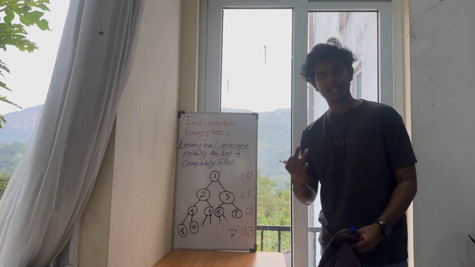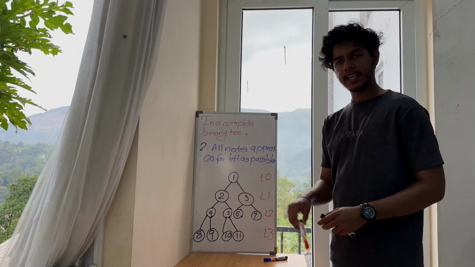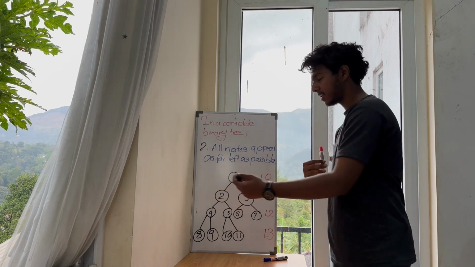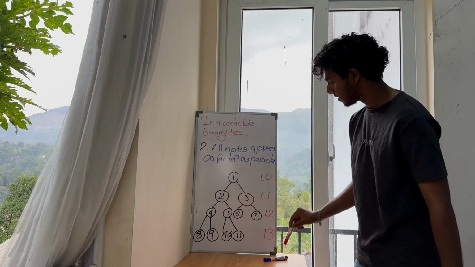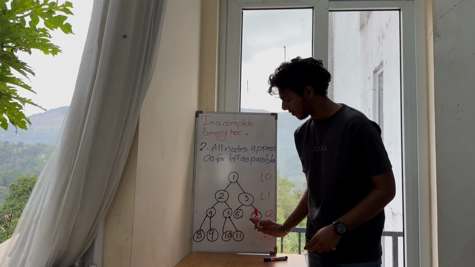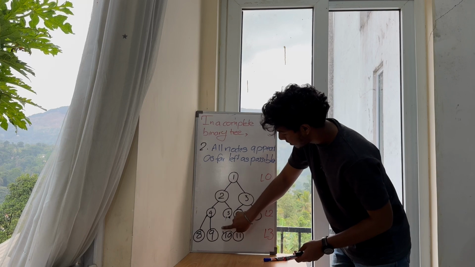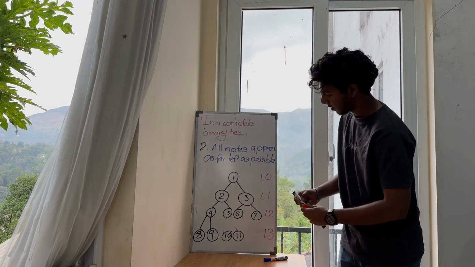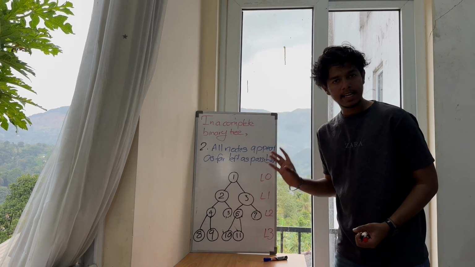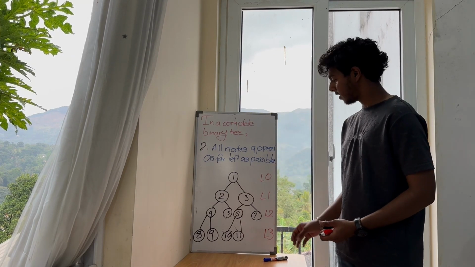Now let's move on to the second property. The second property of a complete binary tree is that all nodes appear as far left as possible. As you can see in this complete binary tree, these child nodes appear as far left as possible. For example, if we have these child nodes, instead of from here, if we have them from here, it is an incorrect binary tree.